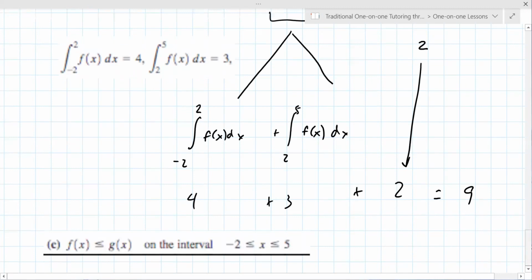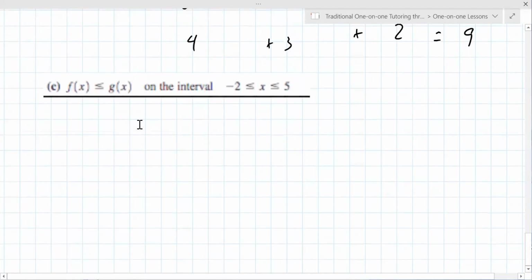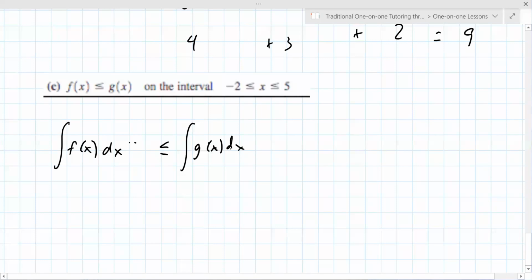Part C says f of x is less than or equal to g of x on the interval. This one is a little bit harder for me to say anything about, because to be clear, it's not talking about something we could actually answer. I don't know what f of x is. You only know something about the area under the curve. This is what you know.